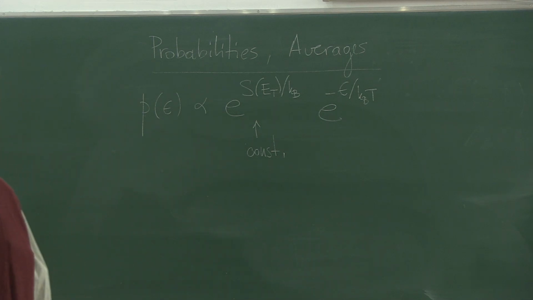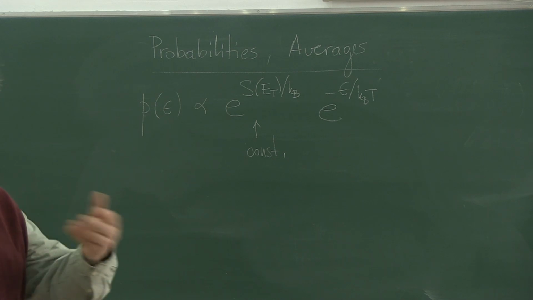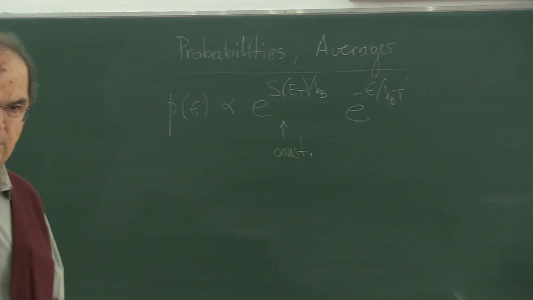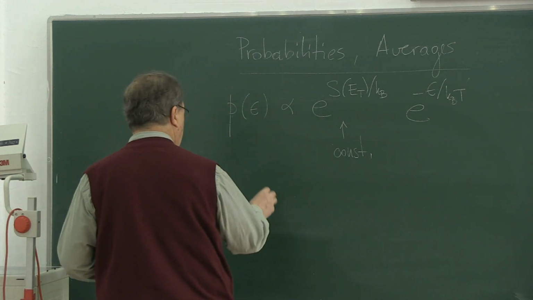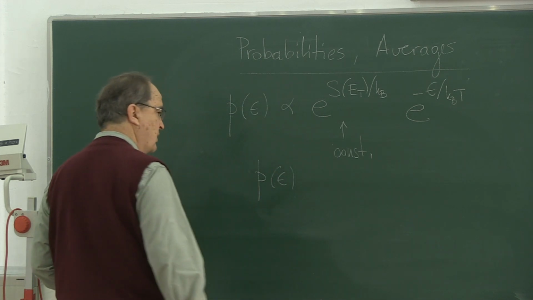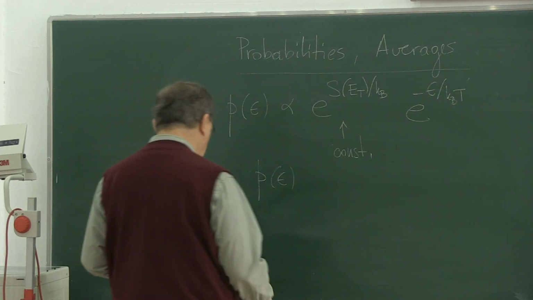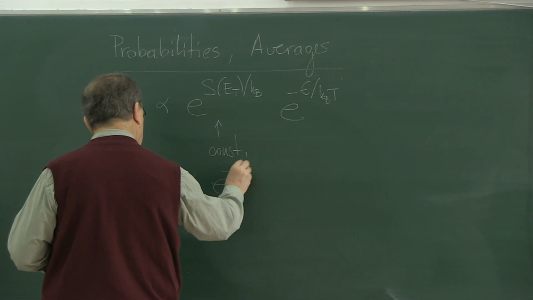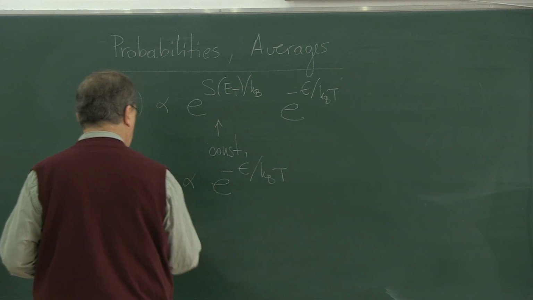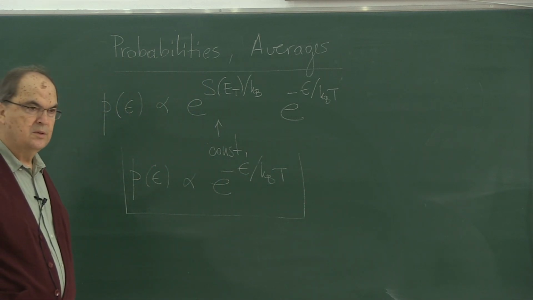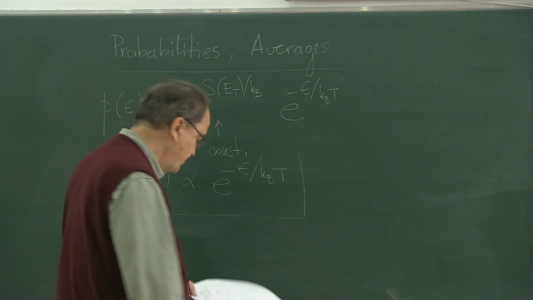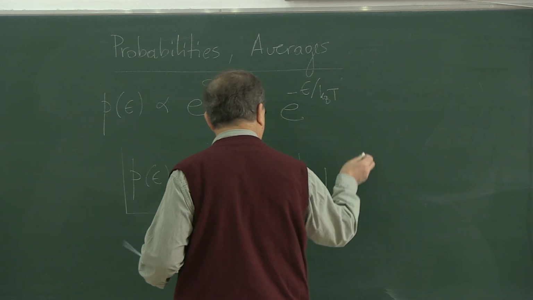Why do I keep saying proportional but not writing equal? Because I have to normalize these probabilities, isn't it? When I sum them up over all possibilities, I have to find one. So if that is the constant, then the probability of finding my subsystem in a microstate with energy epsilon is proportional to e to the minus epsilon over k_B T. Have you seen this factor before? Of course, this is what? Boltzmann function, or Boltzmann factor.